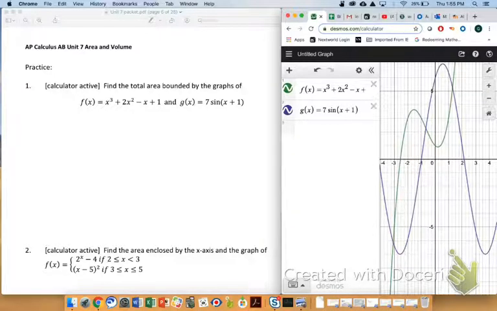Any thoughts, any questions, guys? Your finding intersection is exactly what you should be doing. What's up? Everybody else?